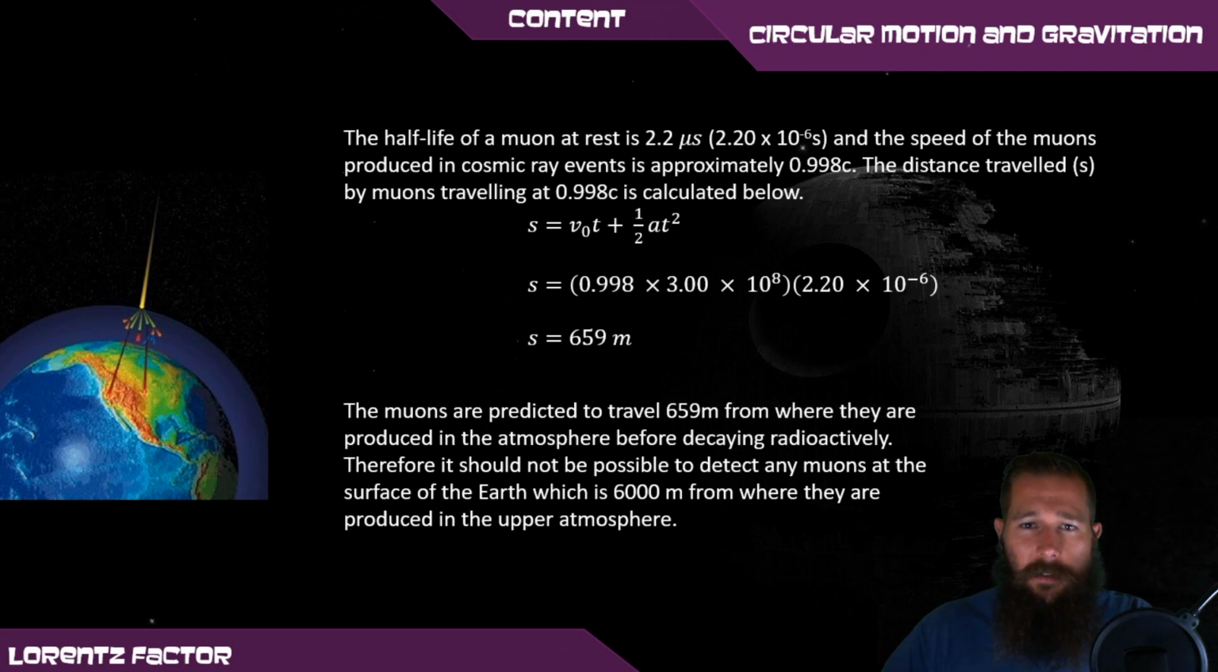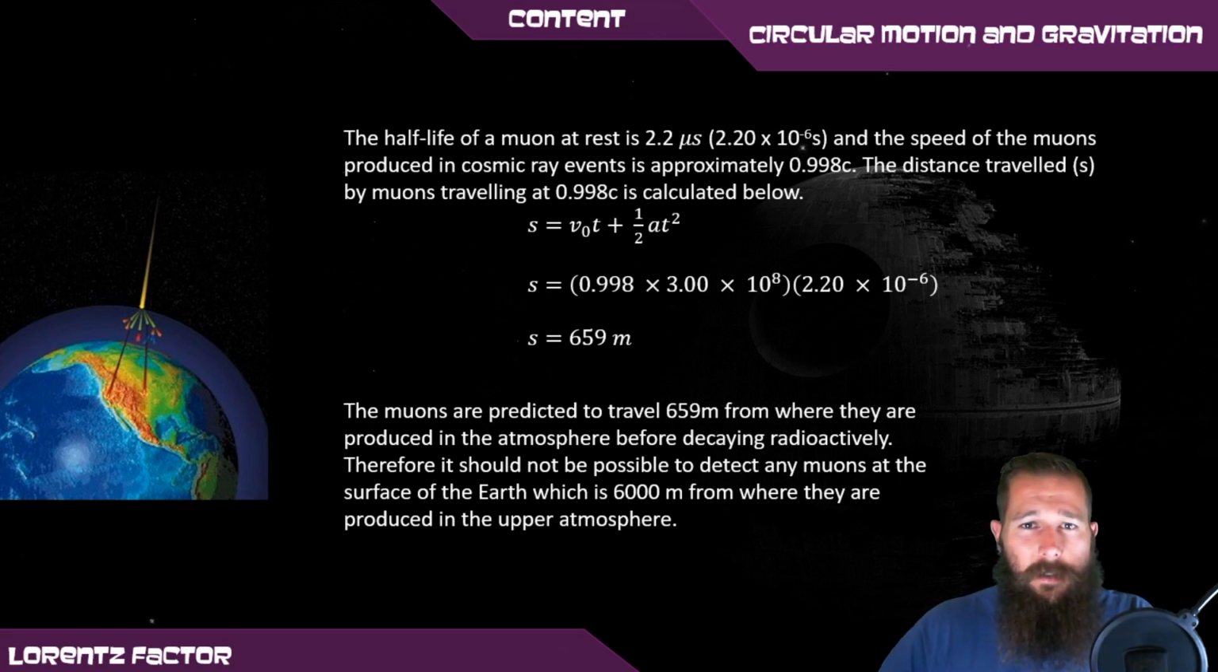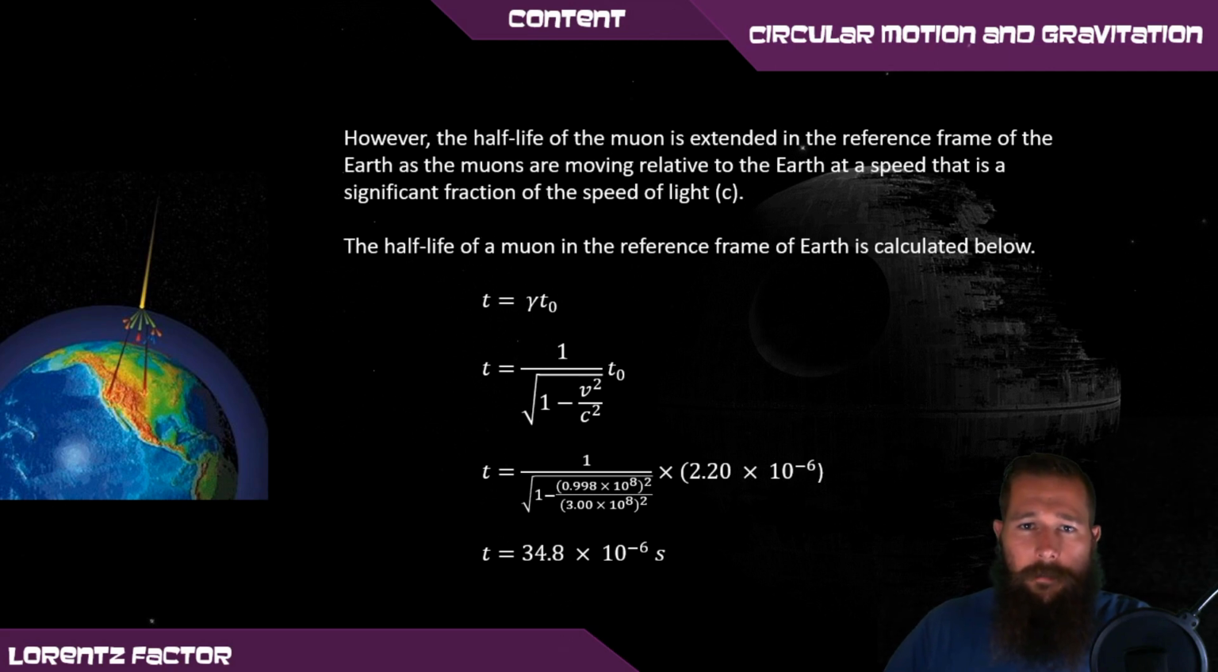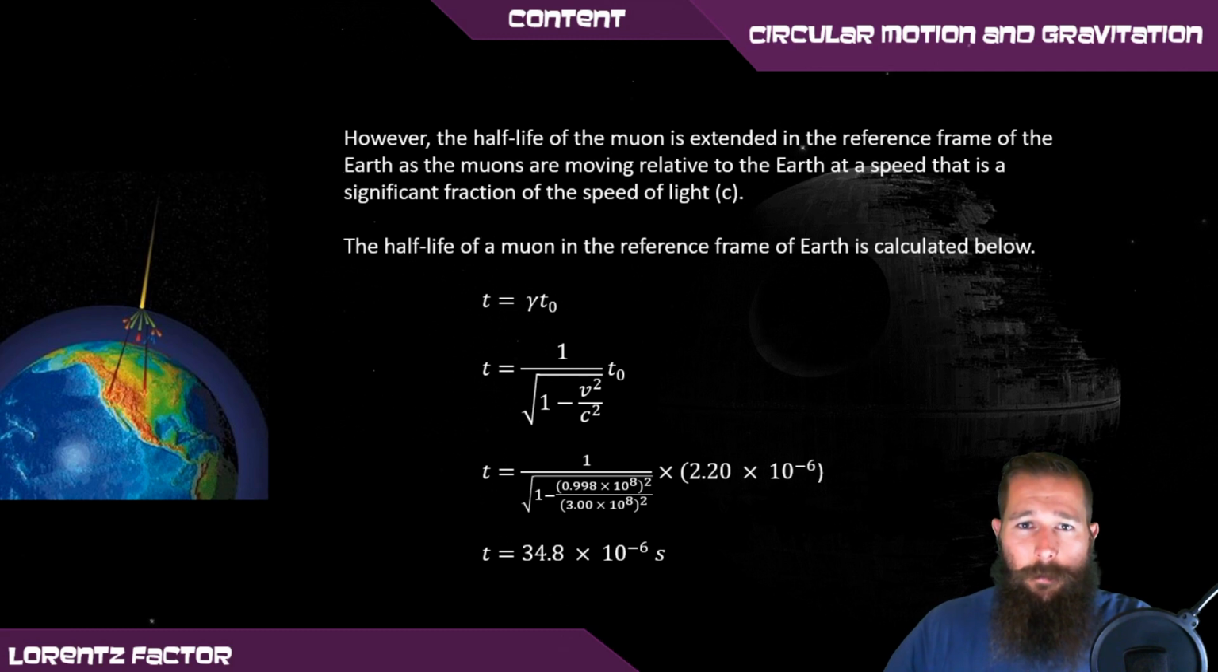Using classical physics, we can calculate the distance that they travel in this scenario. We can see the formula on our screen, and it travels 659 meters in classical physics. Classical physics tells us that the particles will travel 659 meters. However, we can actually detect them on the surface of the Earth, which is over 5,000 meters further than classical physics suggests. So the life of the muons is actually extended in the reference frame of the Earth, as the muons are moving at a very high speed relative to the Earth.